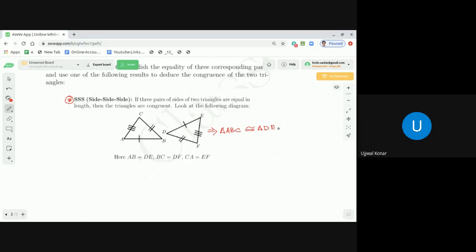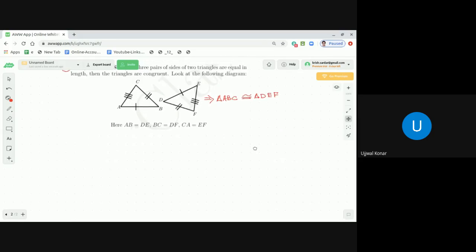Okay, and C is congruent to F. So I will write DEF. Correct? So this is called the side, side, side congruent rule. I hope you got a very clear idea, dear students.